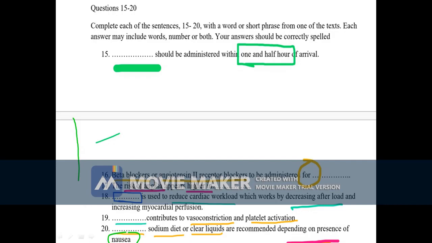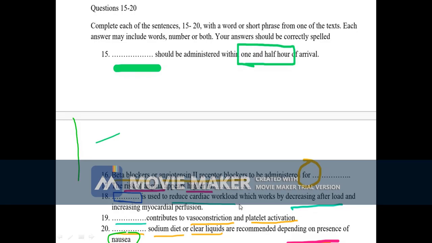Question number 16. Beta blockers or angiotensin 2 receptor blockers to be administered for dash. So where beta blocker and angiotensin receptor blocker are given in the text, there will be the answer to this fill in the blank. Okay. Question 17. The risk of angina appears higher in dash. So you will search here for some population type or group. Which type of population? I think they will answer in the text.